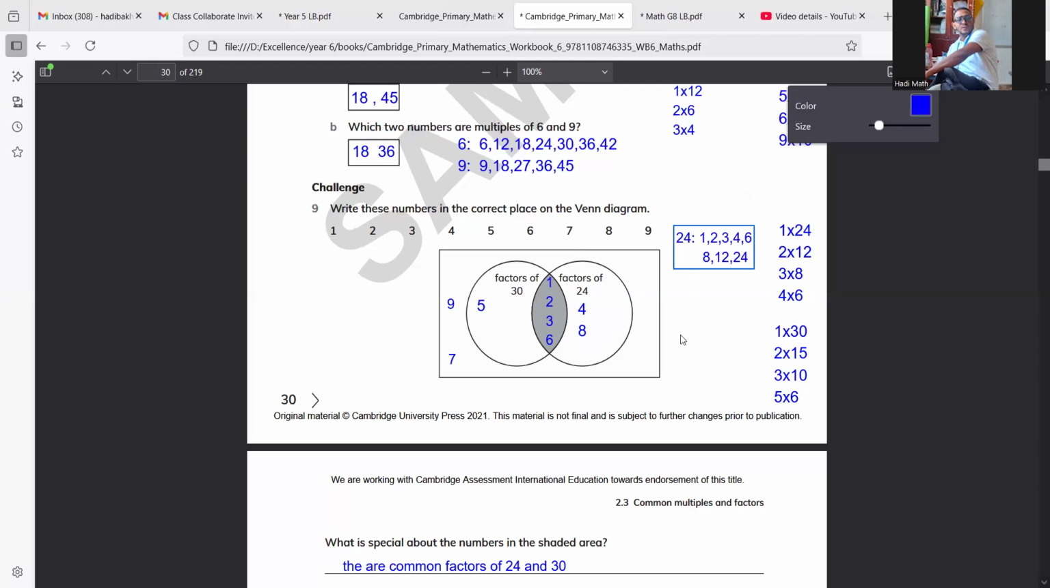What are the factors of 30? With the same idea, you go and find all the factors of 30. You see the numbers whose product is equal to 30. Like 1 and 30, 2 and 15, 3 and 10, 5 and 6. Then you write them in order this way. It will be 1, 2, 3, 5, 6, 10, 15, 30.